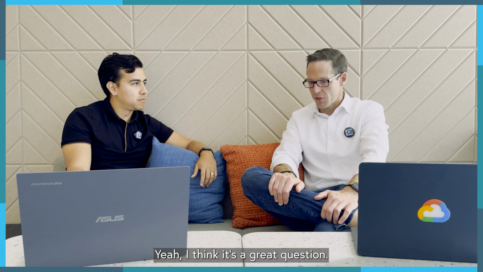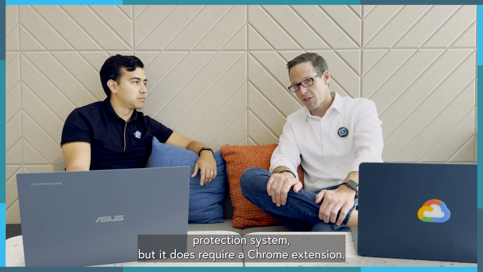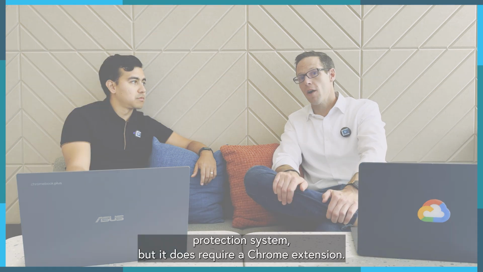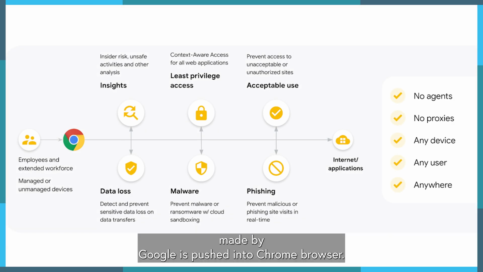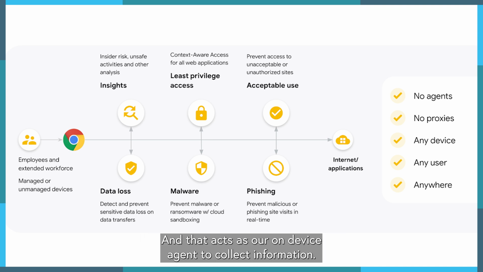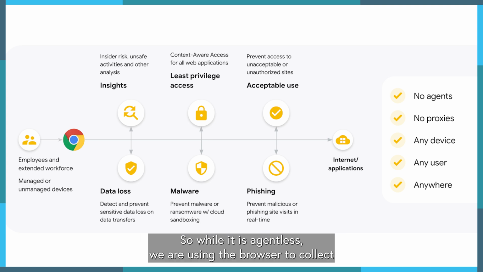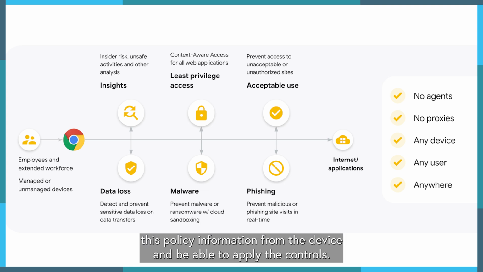Yeah, I think it's a great question. At its core, Chrome Enterprise Premium is an agentless protection system, but it does require a Chrome extension. The endpoint verification extension made by Google is pushed into Chrome browser, and that acts as our on-device agent to collect information. So while it is agentless, we are using the browser to collect this policy information from the device and be able to apply the controls.